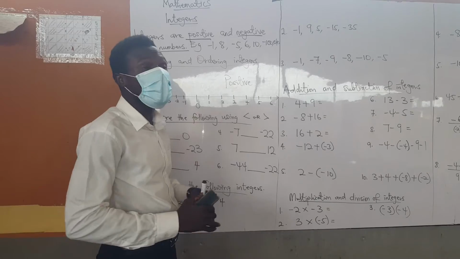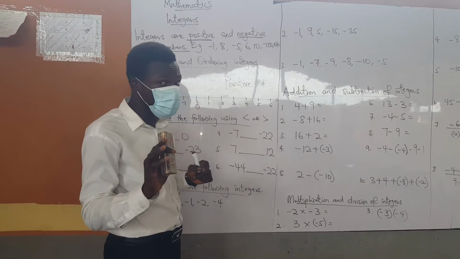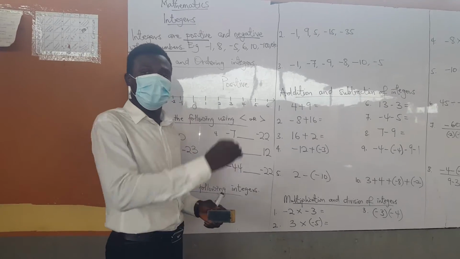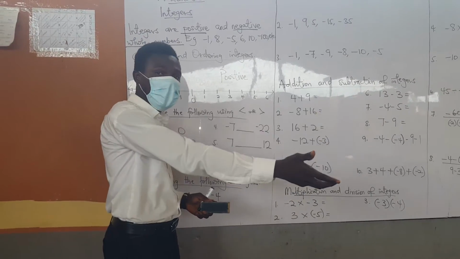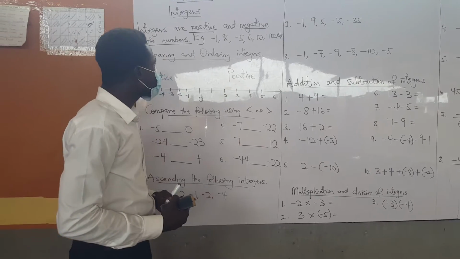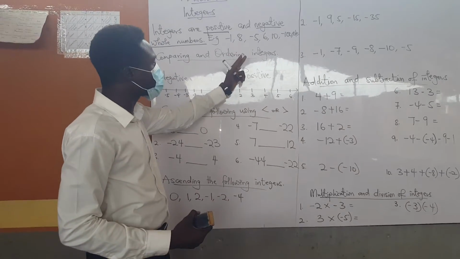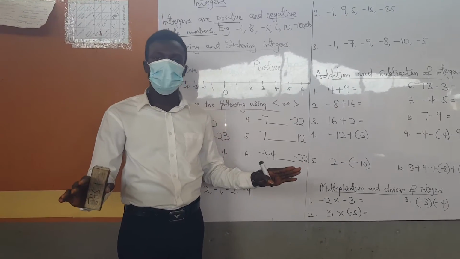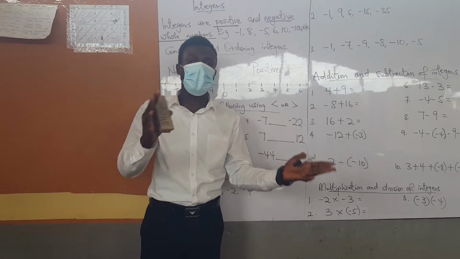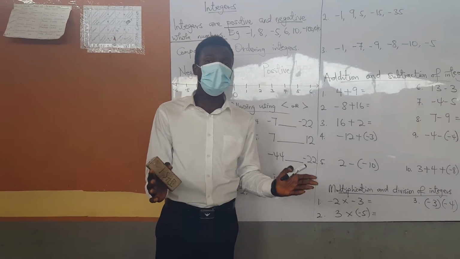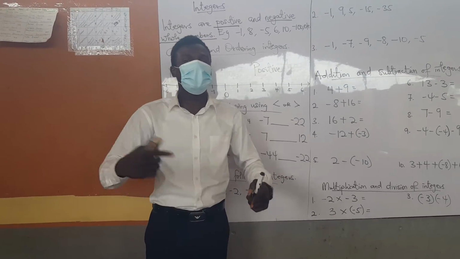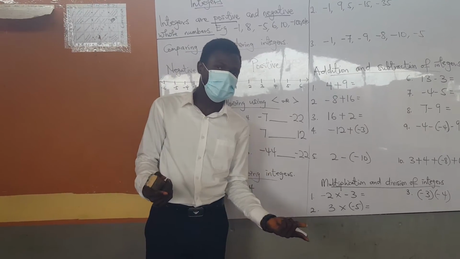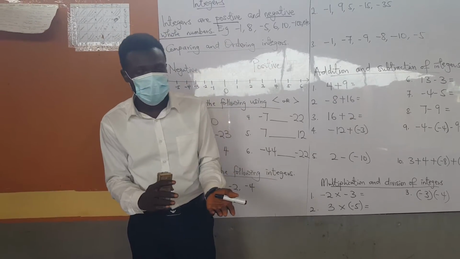So any whole number that is negative or positive is classified as an integer. Good. So we want to look at comparing and ordering of integers. When we say comparing and ordering of integers, we have to compare them. When it comes to the comparing, which one is greater than the other, or which one is lesser than the other? That is the comparison of integers.